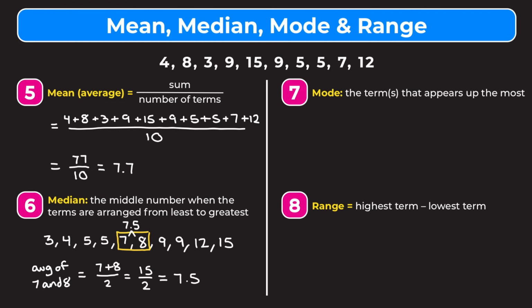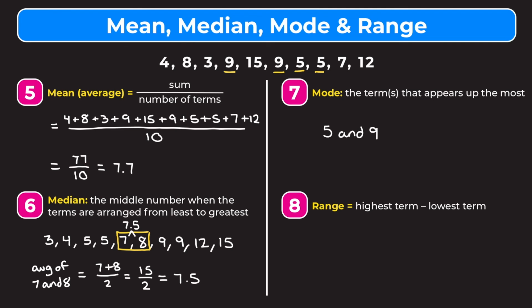Moving on to 7, we're finding the mode, which is the term or the terms that appear the most. If you look at our data set, this time we're going to have 2 modes. So 5 appears twice and 9 appears twice. So we get modes of 5 and 9. Remember that you can have more than one mode, or sometimes you have no modes if all the numbers show up the same number of times.